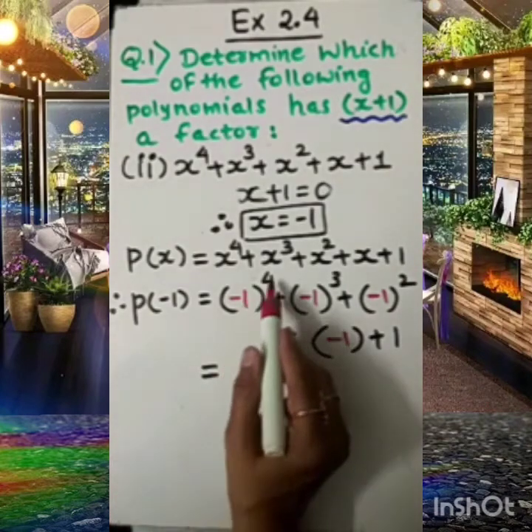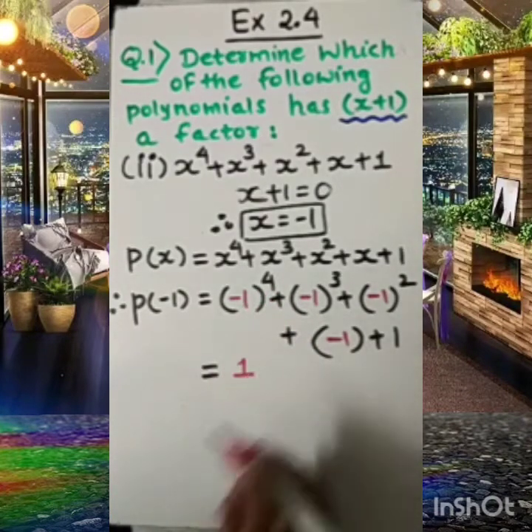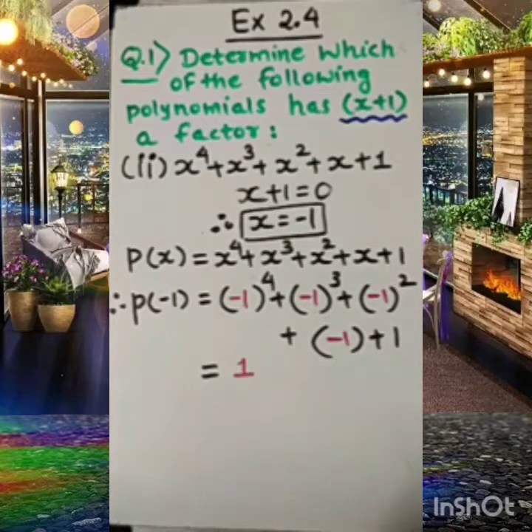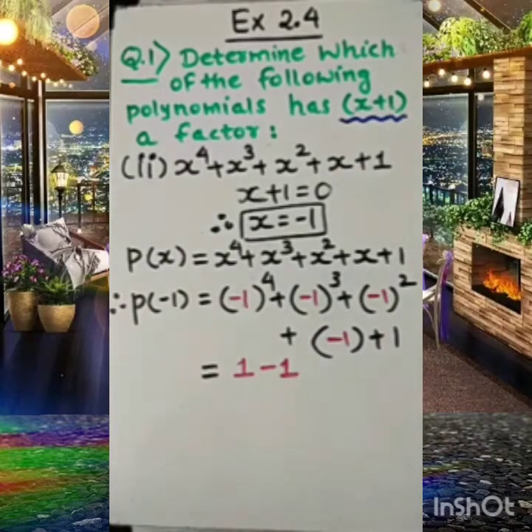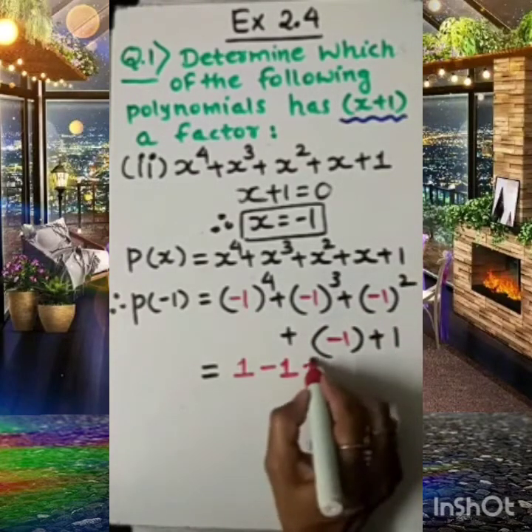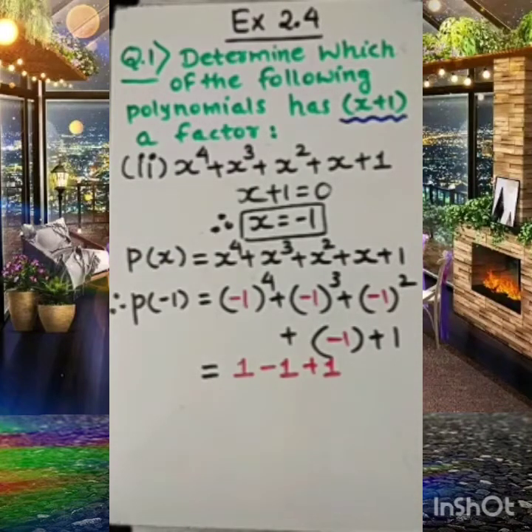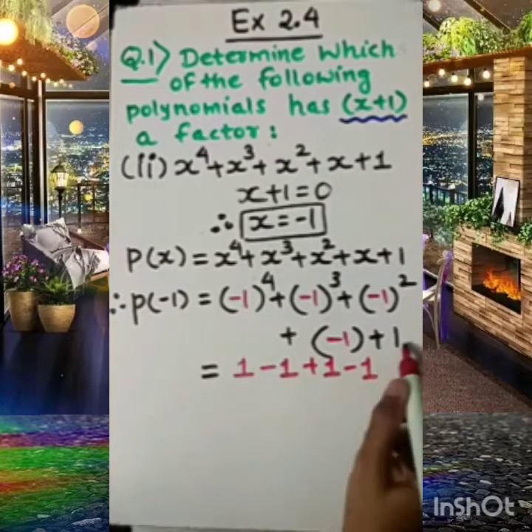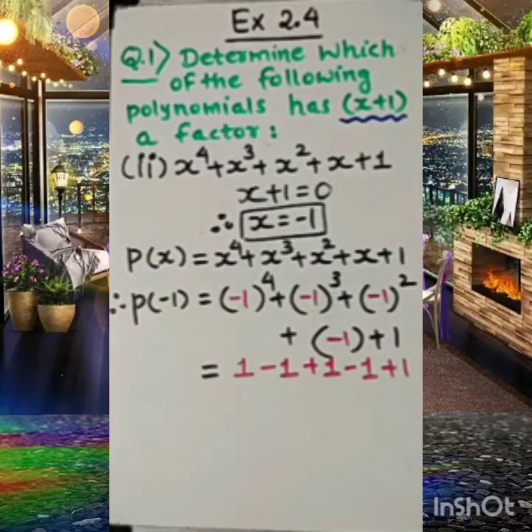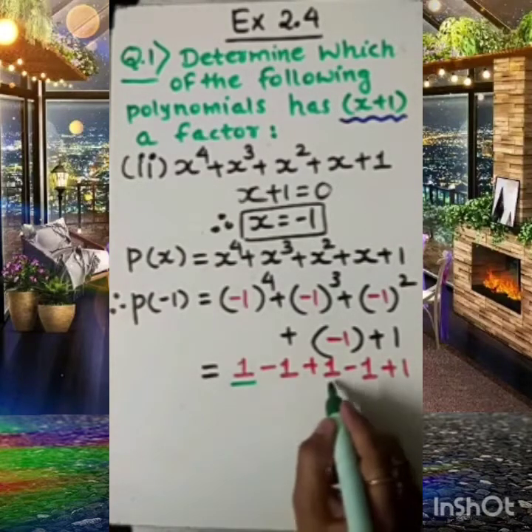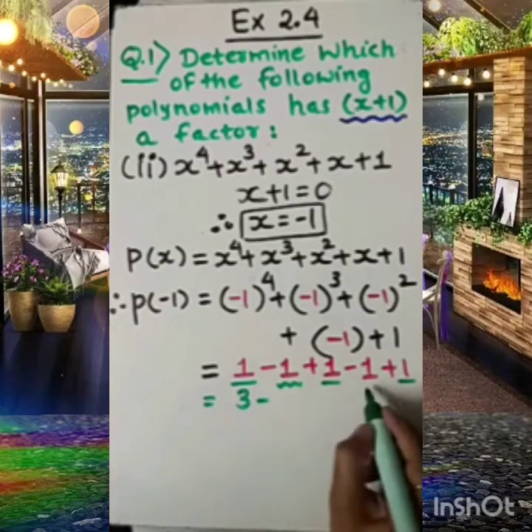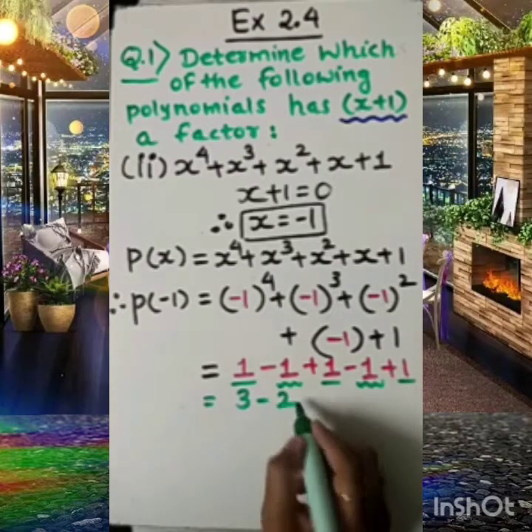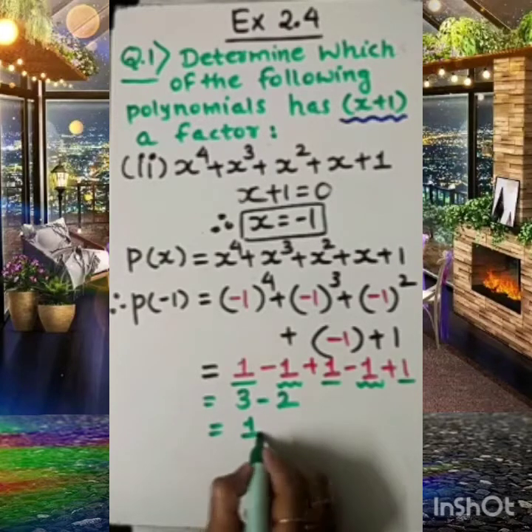As we know, minus 1 to the power 4 is positive, it will be 1. A negative number with an odd power gives minus 1. Minus 1 square is positive, that is plus 1. And of course here minus 1 and this is plus 1. Now you can see how many positive terms there are: 1 plus 1 plus 1, so total 3, minus 1 minus 1, that is minus 2. 3 minus 2 gives the answer 1.